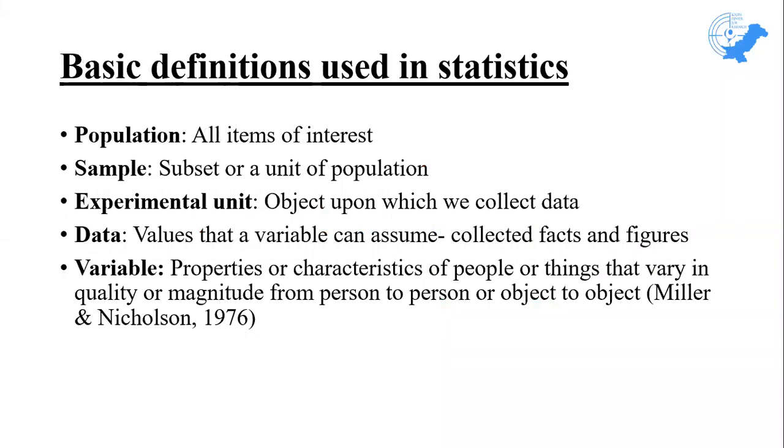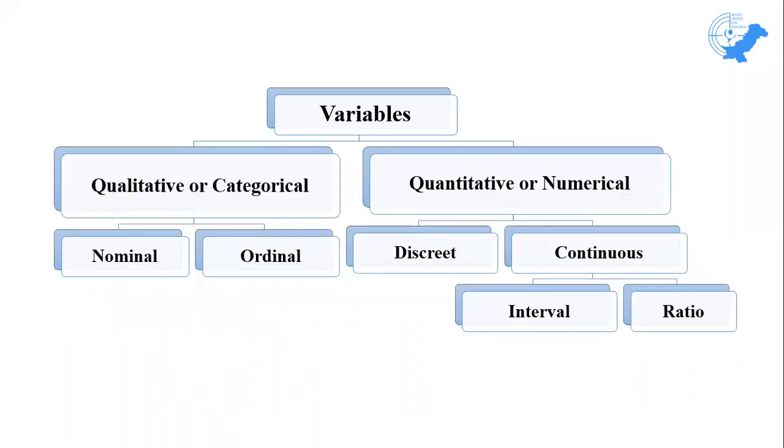Variables are properties or characteristics of people or things that vary in quality or magnitude from person to person or object to object. The whole of SPSS and stats is based on variables. We classify variables into qualitative and quantitative. Qualitative variables are also known as categorical variables, while quantitative variables are also known as numerical variables. Qualitative variables are further divided into nominal and ordinal, while quantitative is divided into discrete and continuous, and continuous is further divided into interval and ratio. We're going to discuss each of them with an example, then we will move towards SPSS.